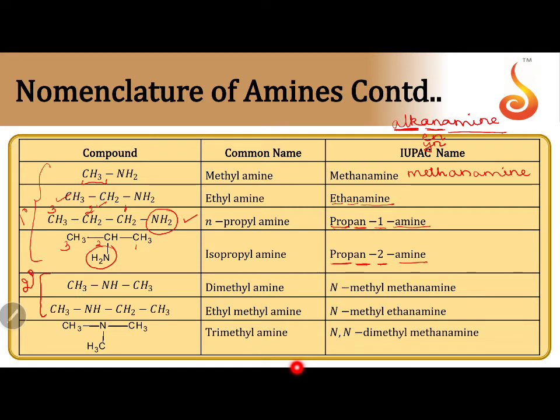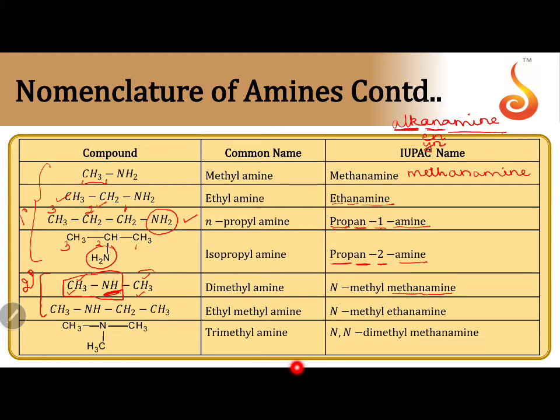A secondary amine means nitrogen is directly attached to 2 carbons. So you can see nitrogen here is attached to 2 carbons. Again the rules are the same, select the longest carbon chain. We see that the longest carbon chain is only 1 carbon in length, because nitrogen came in between, disrupting this chain. We should not take these 2 carbons together. So only 1 carbon we have, and hence its name is methanamine.